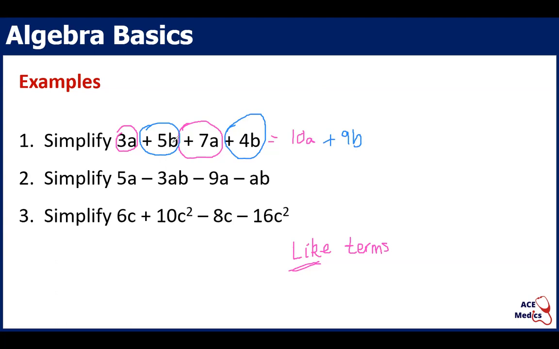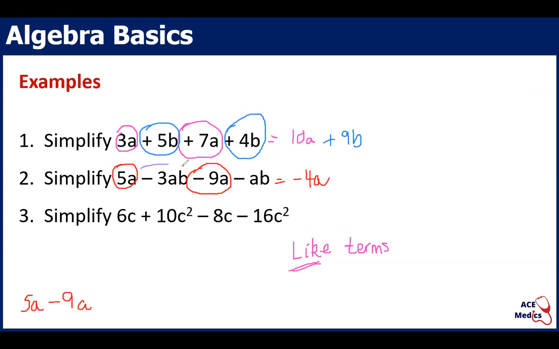Okay, this second one then, a few of you got stuck on a bit more. Now, our first like terms, 5A and minus 9A. So here we're doing 5A take away 9A. So 5 take away 9 is going to be minus 4. And then obviously our A. So have a look at maybe where you went wrong for that bit.